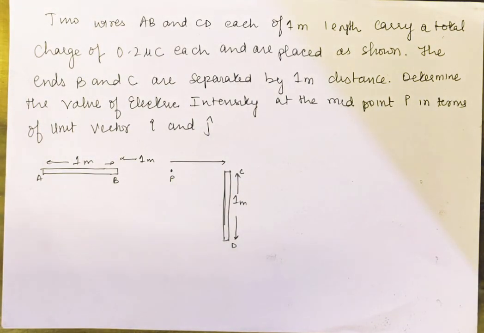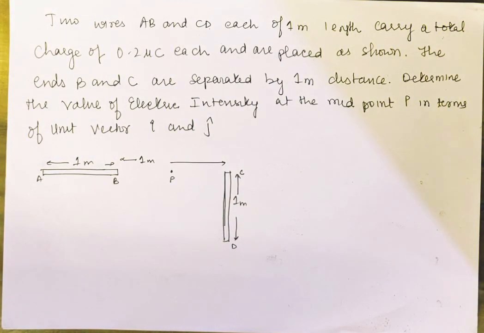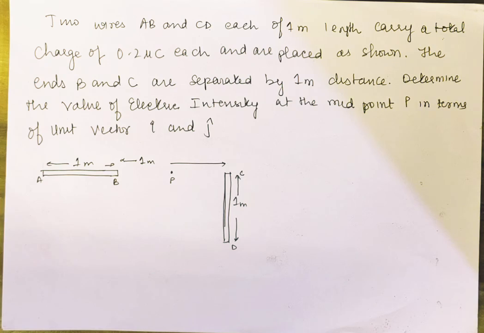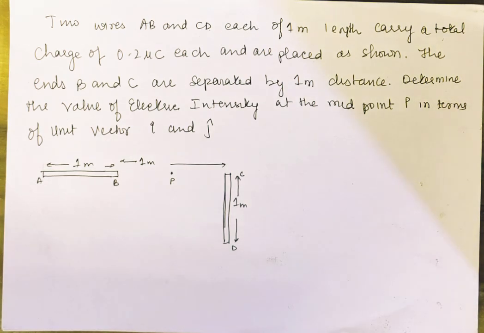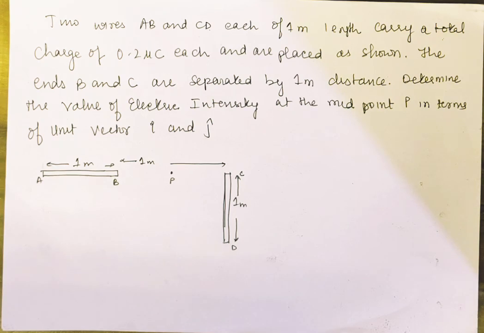Two wires AB and CD, each of 1 meter length, carry a total charge of 0.2 microcoulomb each and are placed as shown. The ends B and C are separated by 1 meter distance. Determine the value of electric intensity at the midpoint P in terms of unit vectors i and j.